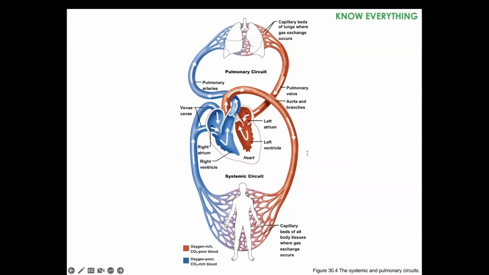So once again, deoxygenated blood returns from body tissues to the heart via the inferior and superior vena cava into the right atrium. From the right atrium, it then goes to the right ventricle to be pumped out of the pulmonary arteries to the lungs. From the lungs, newly oxygenated blood returns to the heart through the pulmonary veins to the left atrium, and then to the left ventricle, where it is pumped out to the rest of the body through the aorta.